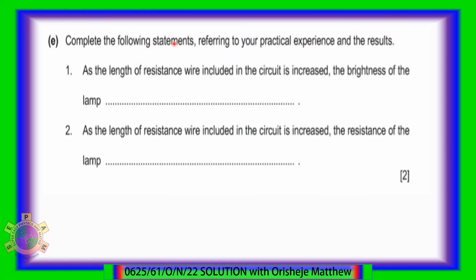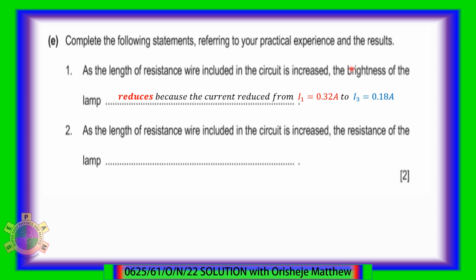Complete the following sentence referring to your practical experience and the results. So let's see. As the length of resistance wire included in the circuit is increased, the brightness of the lamp, what is going to happen to the brightness? Since the current is reducing, the brightness is also going to reduce. So the brightness of the lamp reduces because the current reduced from I1, which when we started was 0.32 ampere, but eventually it reduced to 0.18 ampere. So you quote the values.